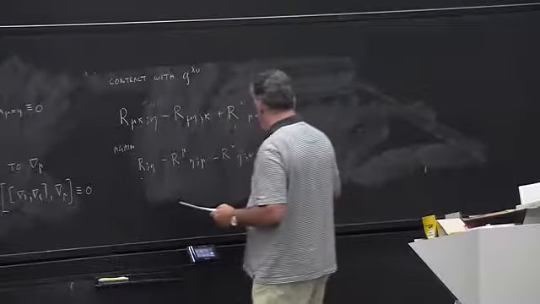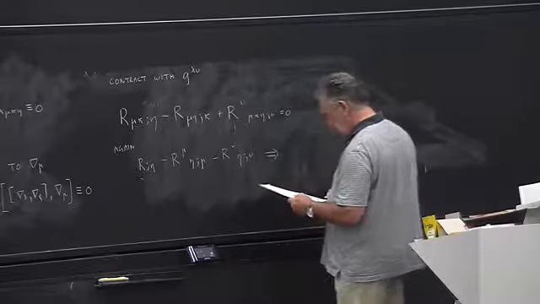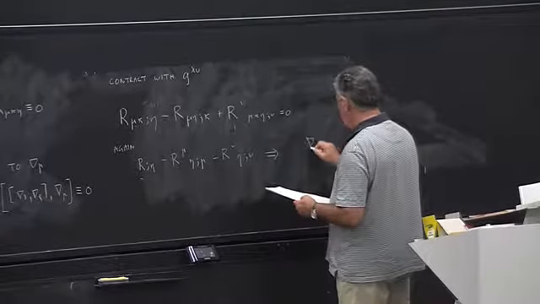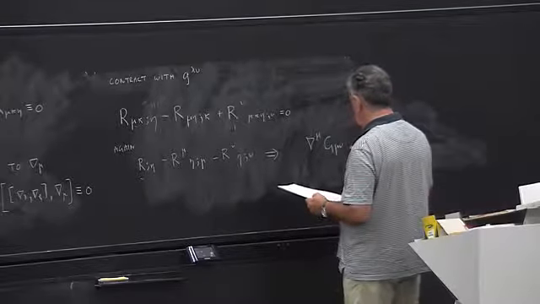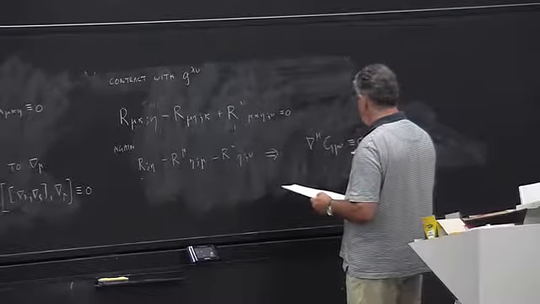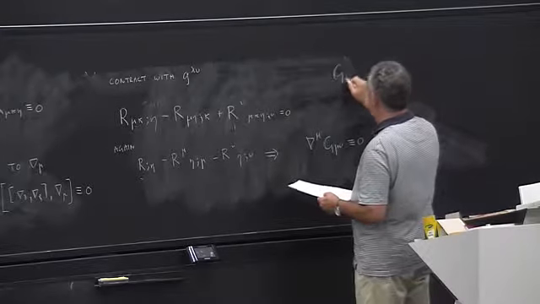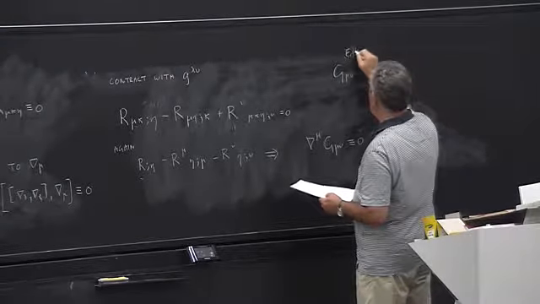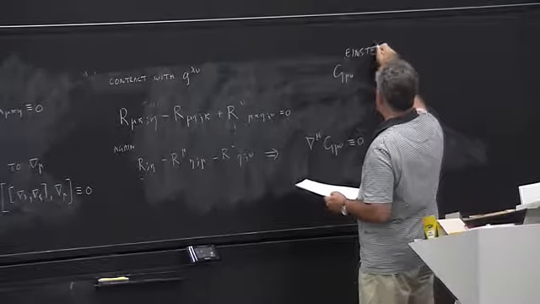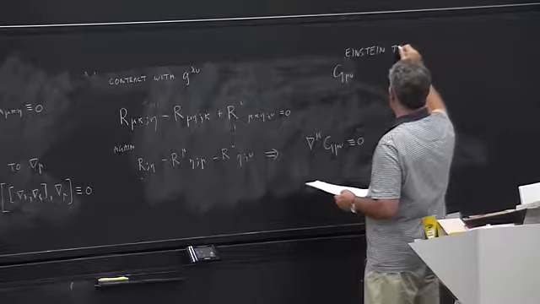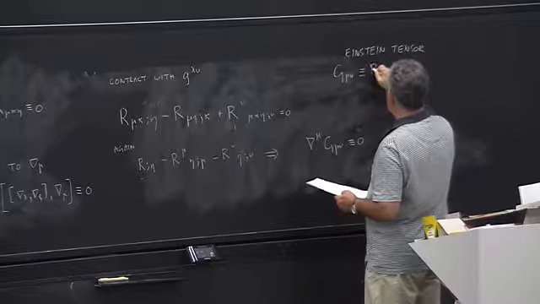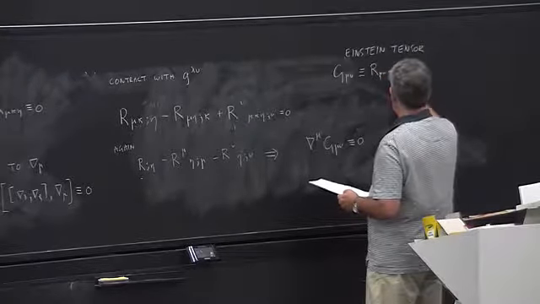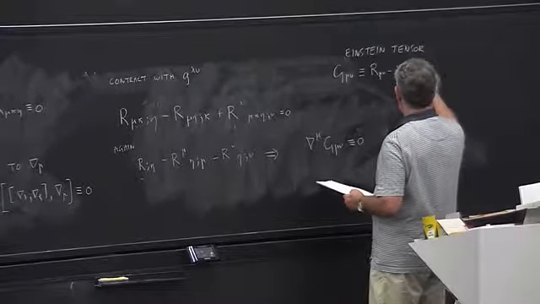And this is interesting because it implies that the covariant derivative of something I'll call G mu nu is identically equal to 0, where G mu nu is called the Einstein tensor, and it's defined to be the Ricci tensor minus 1/2 g mu nu R.